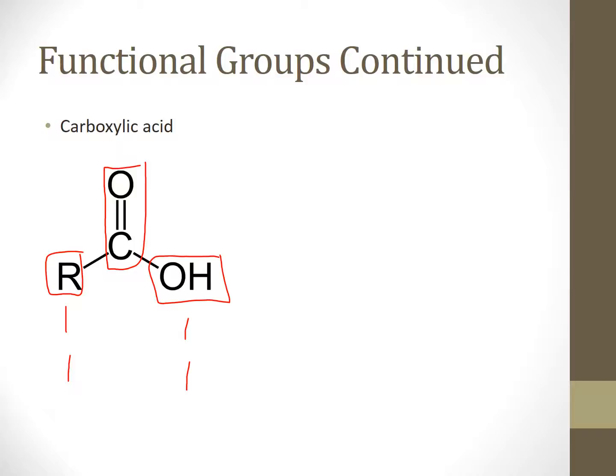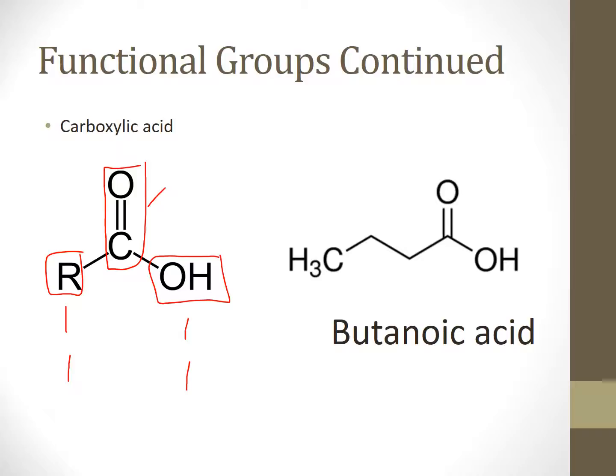Now, oftentimes a lot of people will get this confused with an alcohol, but since we have this carbonyl carbon, it is not an alcohol, it is a carboxylic acid. And these are quite easy to name as well. You just count the carbons, 1, 2, 3, 4, so this one has 4 carbons. So normally it would be butane if it were an alkane, but since it's a carboxylic acid, you remove the E and add an oic acid. So this one is butanoic acid.